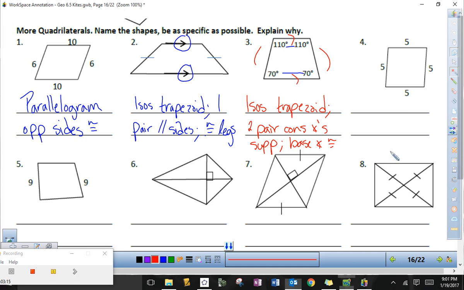All right, next one. All sides are marked, and they're marked with the same number. That is a rhombus, because you got 4 congruent sides.